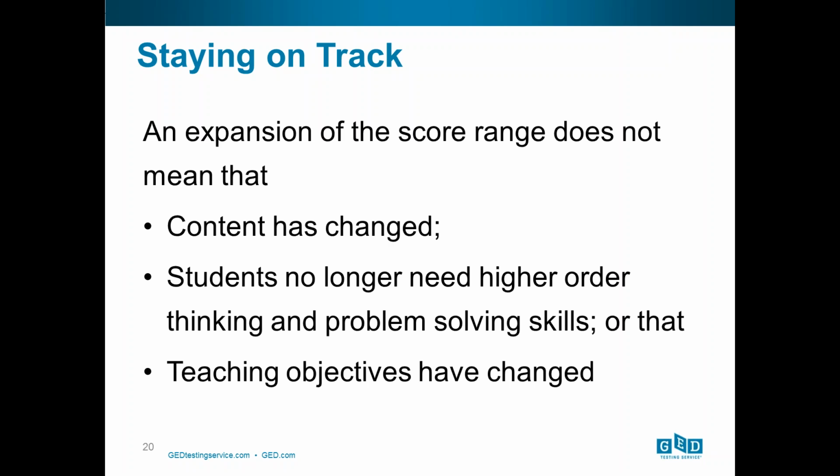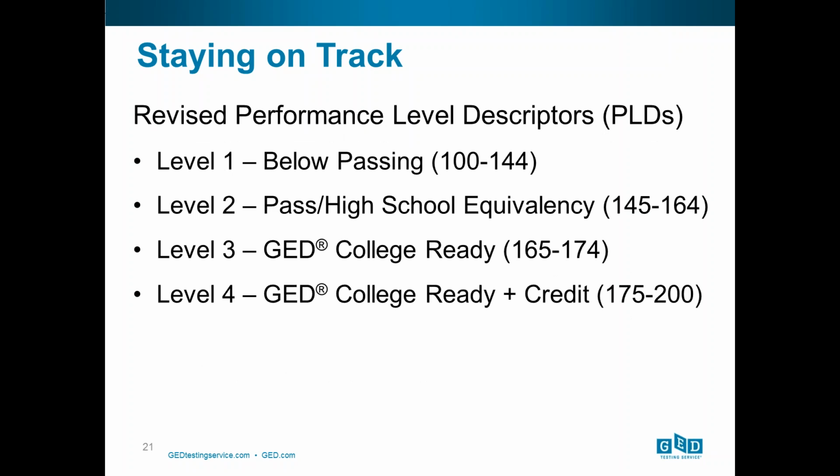So let's take a look, Bonnie, because one thing has changed, and that's the performance level descriptors. Remember, we used to have three of these levels, and now we have four. One of the documents that each of you pulled down for this webinar shows you those revised performance level descriptors. We want to make sure that our students, as they're going through, are able to hit level 2, where they pass and have that high school equivalency. That's the score range now from 145 to 164.